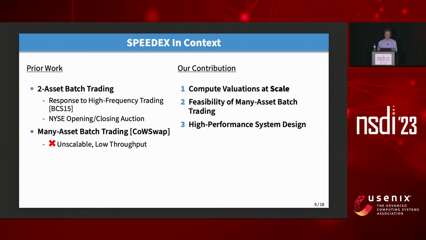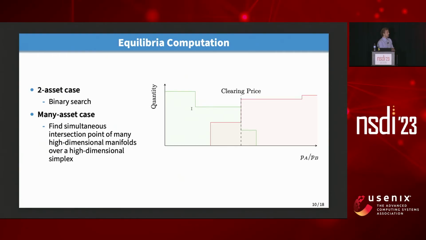So what do I mean by computing clearing prices? Well, in the 2-asset case, it's easy. I have a supply curve, and I have a demand curve, and I'm trying to find the point where these curves intersect. So in the 2-asset case, I can do this by binary search. In the many-asset case, now we're optimizing over a high-dimensional simplex, and we're trying to find the intersection point, not of 2 curves, but of many higher-dimensional curves. But the idea is the same. We're trying to find the intersection point of a bunch of different curves.